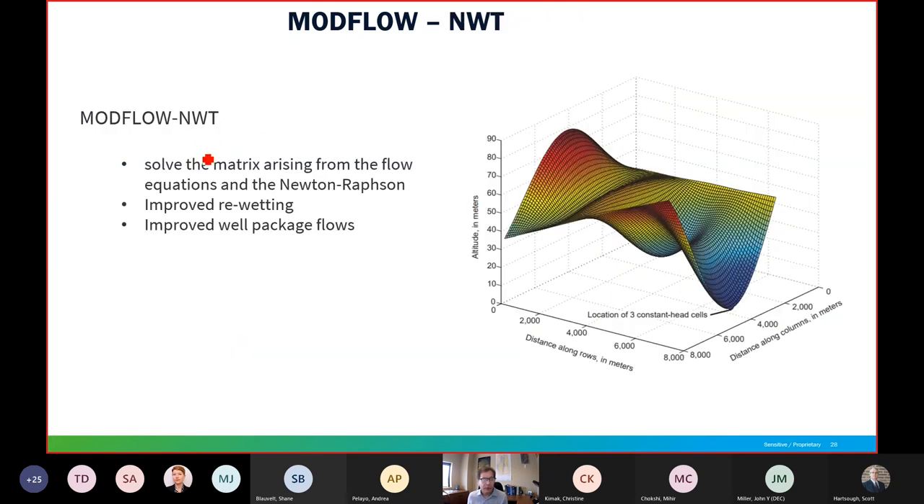All right, MODFLOW NWT. So we all talk about MODFLOW. Now we're looking inside the engine, essentially, when I talk about NWT. And what was great with NWT is it improved a lot of the re-wetting options and improved our well flow package solutions. So if you've talked with your groundwater modelers, they may say, oh, I'm not getting convergence, I'm having these problems, I'm having those problems. And those actually manifested into significant cost for some of our older groundwater models as they were adapted in the past, because a lot of the buildup for numeric groundwater modeling is getting the solution to work.